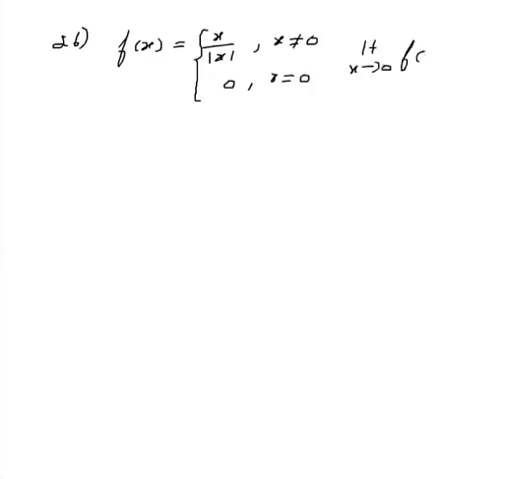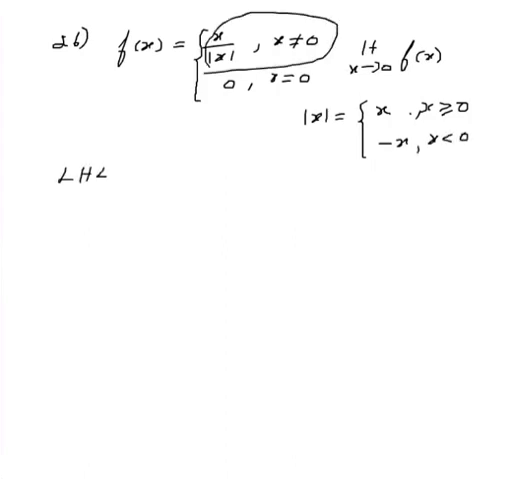Question 26. f of x is equal to x divided by absolute value of x. It is similar to that signum function. The same method we are going to follow, and we have to find the limit as x tends to 0 of f of x. The absolute value function has two different definitions. Absolute value of x is x when x is greater than or equal to 0, and it becomes minus x when x is less than 0.